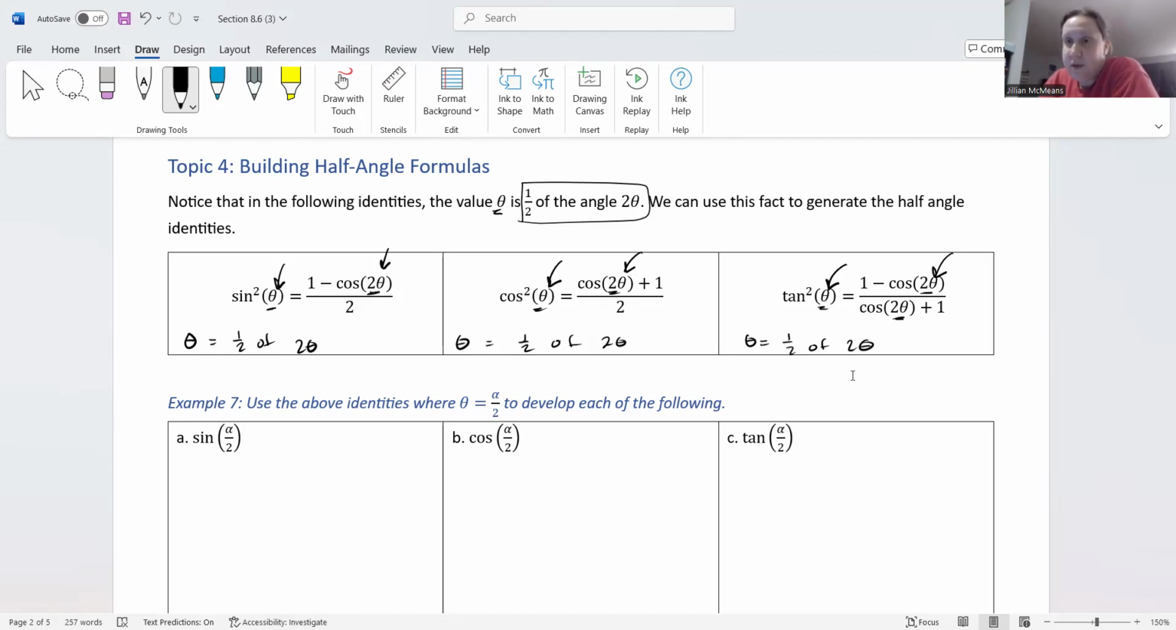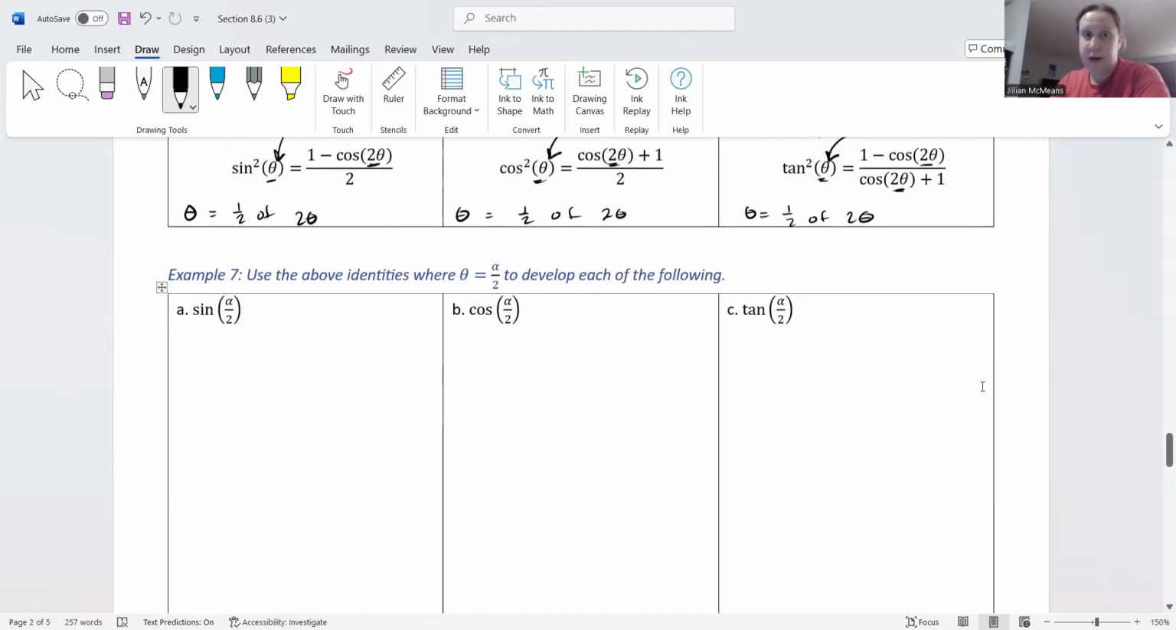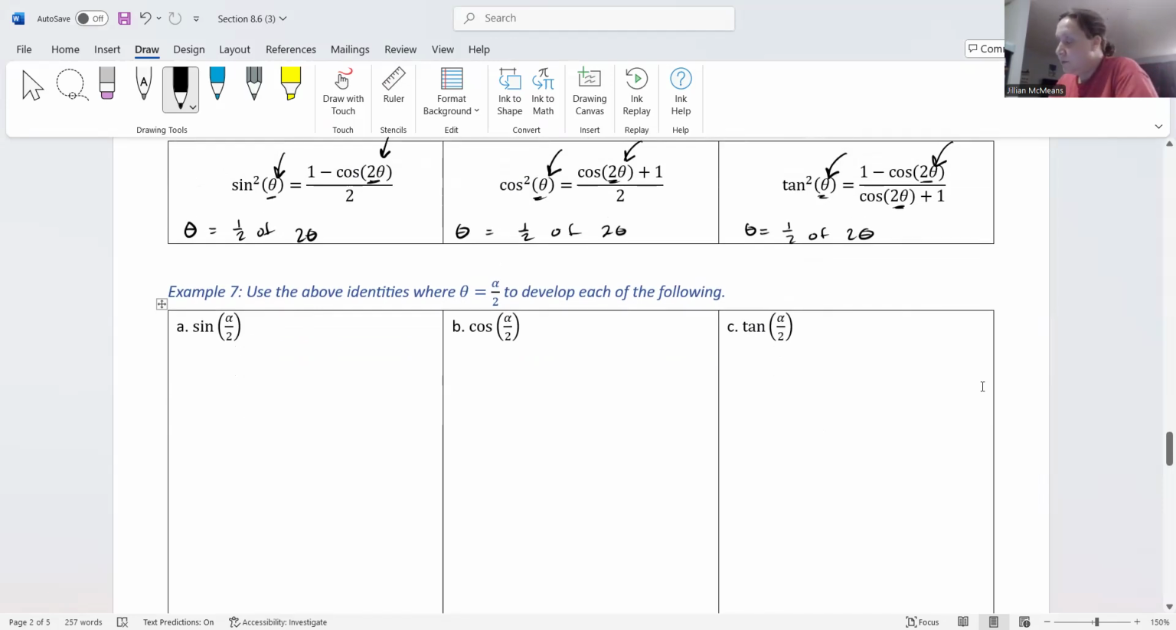For example 7, it says use the above identities where theta is replaced with alpha over 2. So we're going to use alpha over 2 so we don't get totally confused here. We're going to replace all of our thetas with alpha over 2. Let's start with sine of alpha over 2. I'm going to take the formula sine squared theta equals 1 minus cosine of 2 theta all over 2, and replace my thetas with alpha over 2.